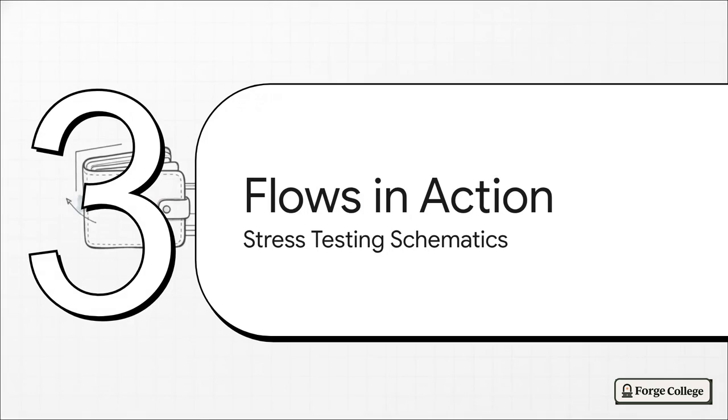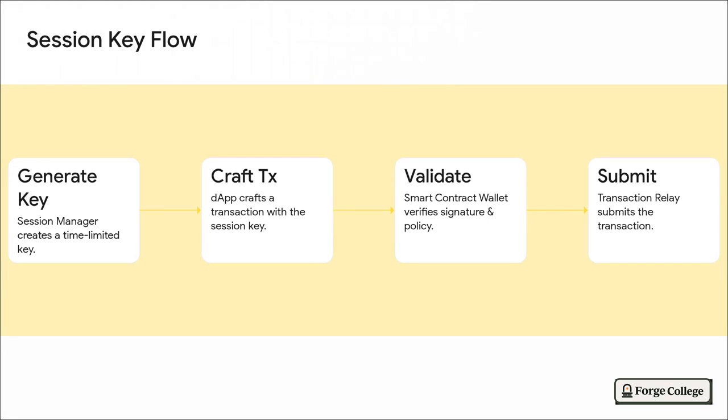Which leads us to Section 3, component flows in action. Time to do a little stress testing on these schematics. So instead of diving straight into raw live code, let's stress test our blueprint mentally. We'll do this by tracing a real-world scenario. A session key delegated transfer. Imagine a user playing a fast-paced Web3 game. They want to automatically approve a bunch of small, low-value transactions without signing every single time, right? Here's how the flow actually works.